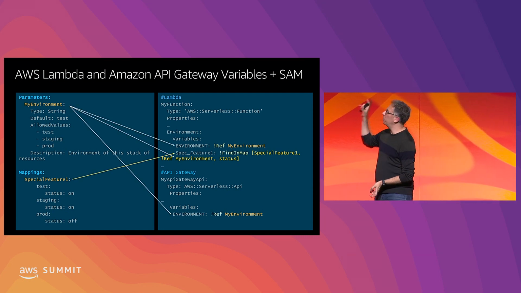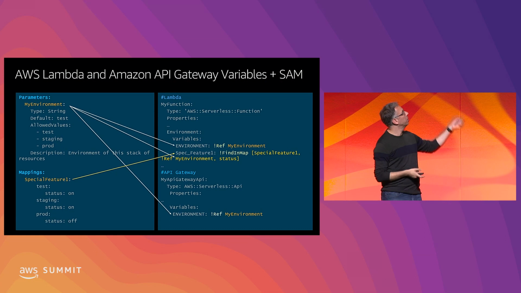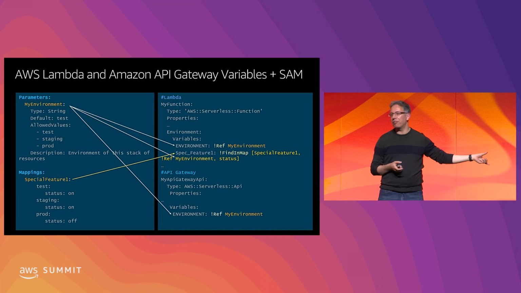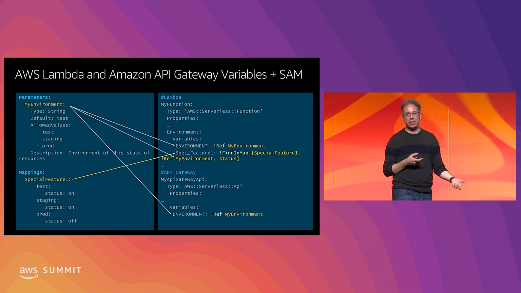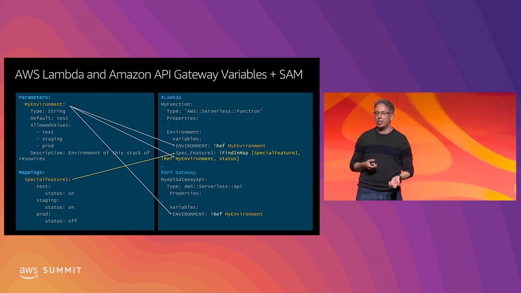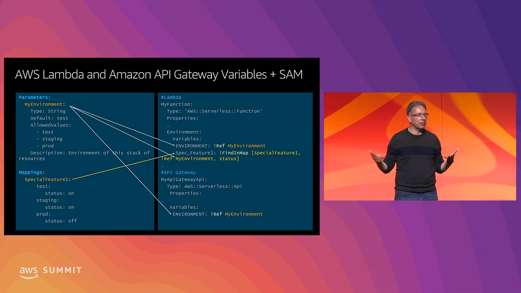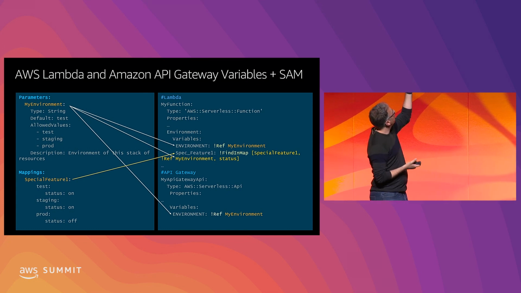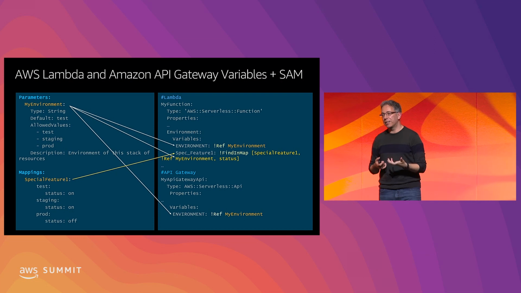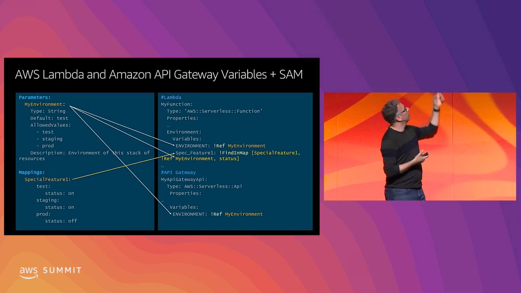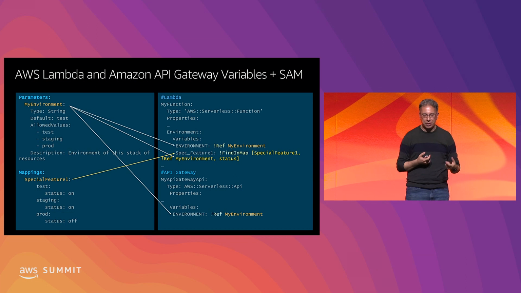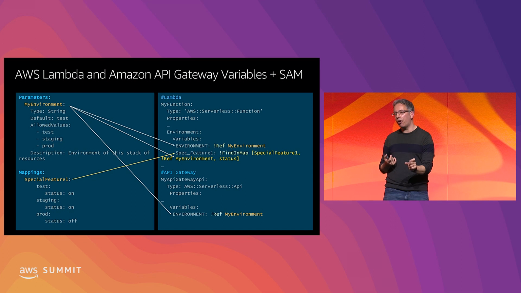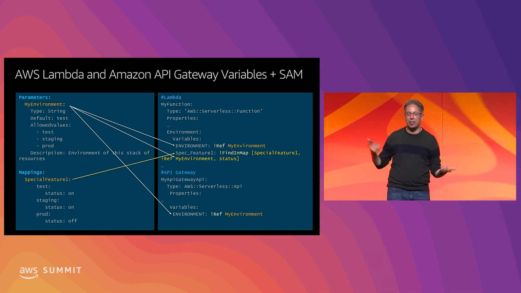So these values are automatically used in the second part of the template. So the Lambda function in the environment variable will reference the value of my environment. So the Lambda function can look into the environment and see if this is a prod, test, or staging environment, and can take different action depending on that. And also the special feature environment variable is using a function that CloudFormation and SAM have, that is FindInMap, that is looking inside the special feature map for the value of status for my specific environment. So in this case, it will get on or off depending on the environment I am in.